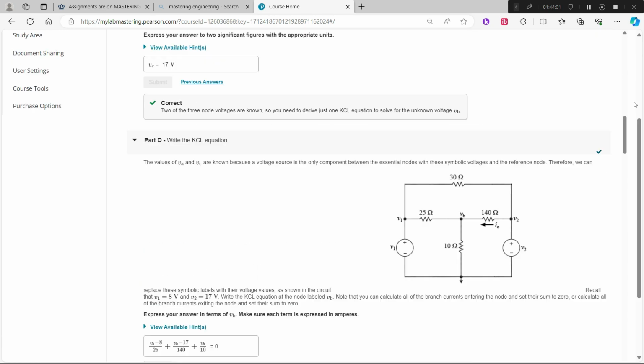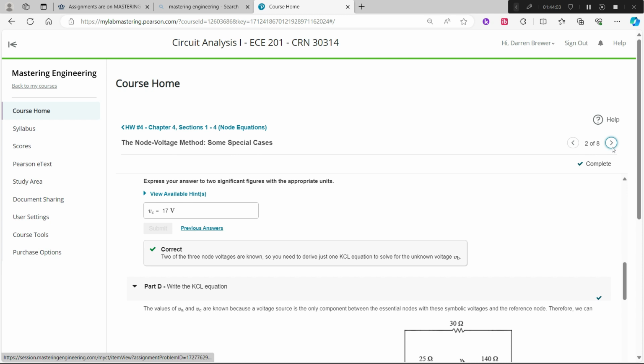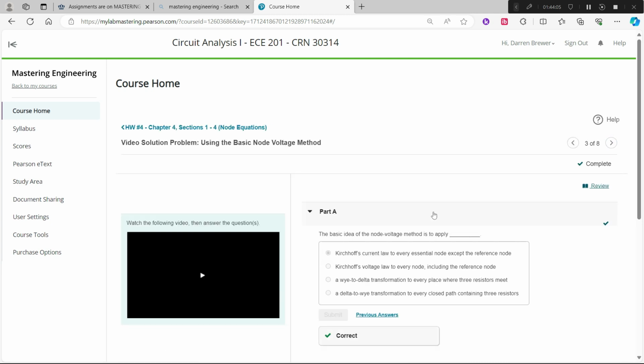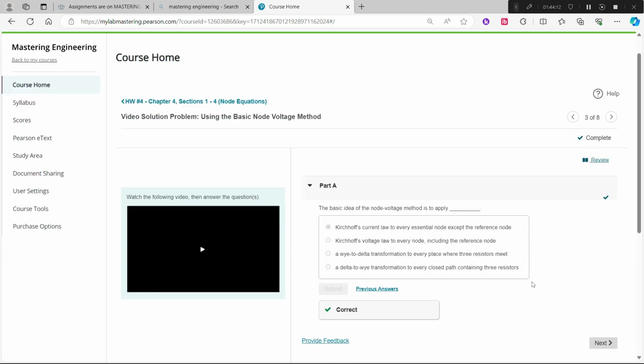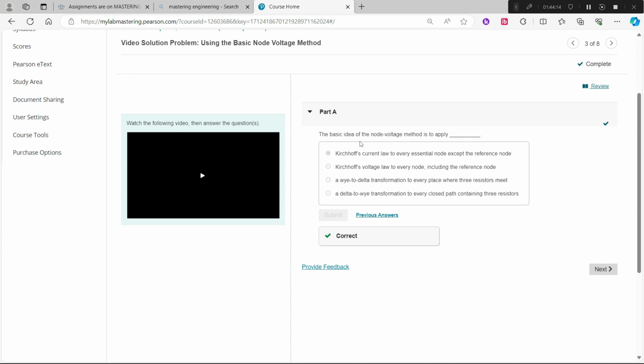Okay. Let's go over some of the problems. These are really easy. The basic idea of the node voltage method is to apply Kirchhoff's current law to every essential node, like we just did, like we've been doing. That is the node voltage method.